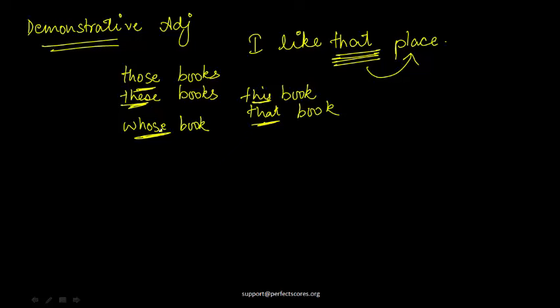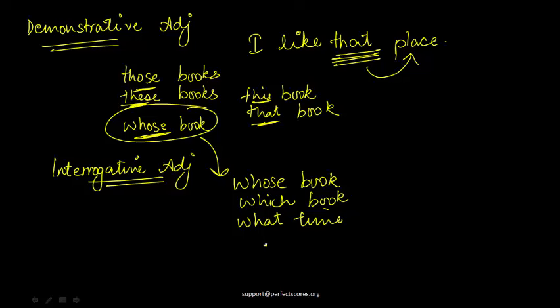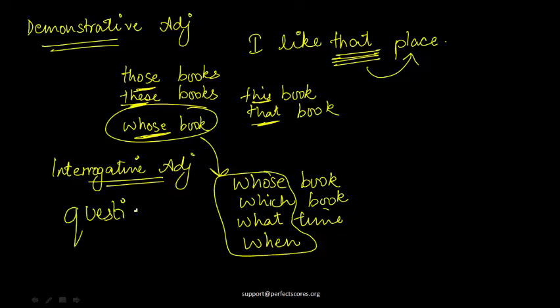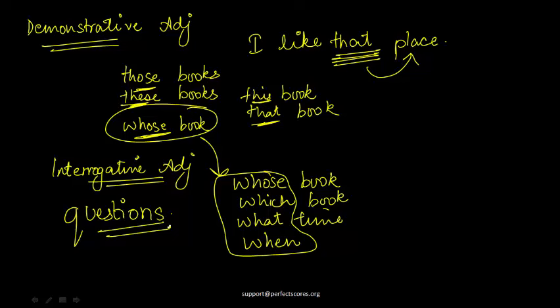The other one is known as interrogative adjective. The ones that ask questions. So this example would belong in this category. Whose book? Or which book? What time? When? So these adjectives that are used to ask questions are known as interrogative adjectives. So the basic purpose of this video or this lesson is to identify the adjectives in a sentence.